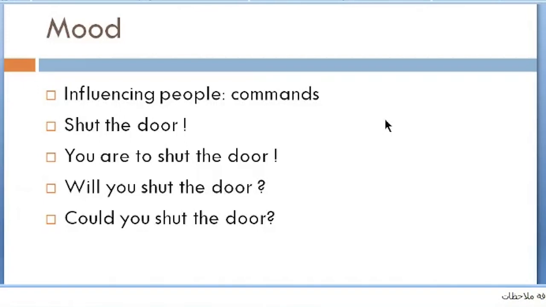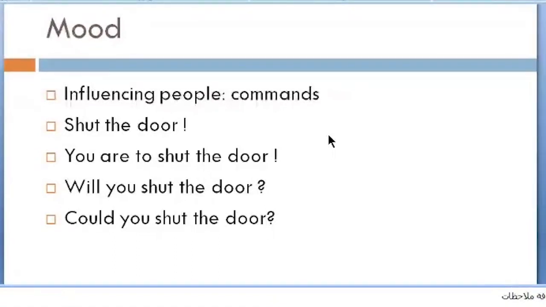أكو أمر غير مباشر وأكو أمر مباشر. الأمر الغير مباشر أكثر تأدبا من خلال استخدام بعض المفردات للتقليل من حدة الأمر. يعني to lessen the effect of the order or the command. So influencing people is done by what? By giving commands. For example, I say, shut the door.